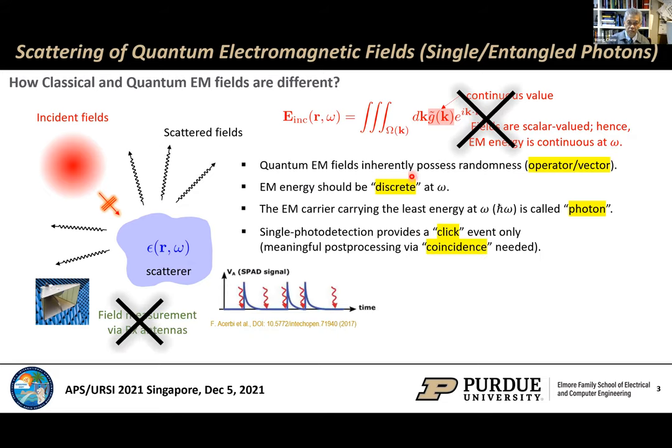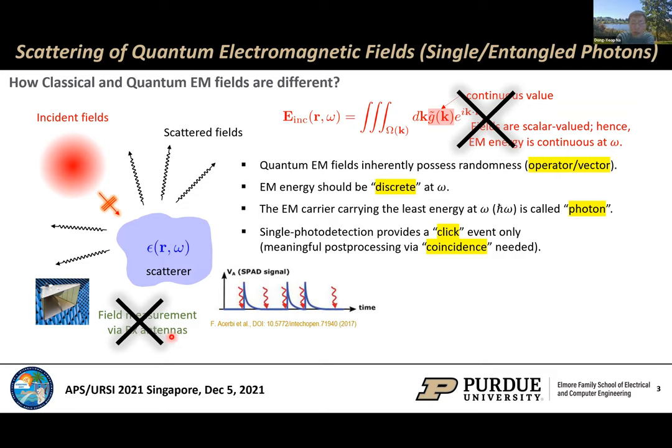However, we've seen in the first part that for the quantum electromagnetic field, whenever we take a measurement on this QEM field, we have a random result, so we need the operator and vector concept to model this physics. And also the EM energy is not going to be continuous in frequency anymore. It's going to be discrete. And the carrier carrying the least amount of EM energy, which is h, the Planck constant, times the frequency, is called the photon.